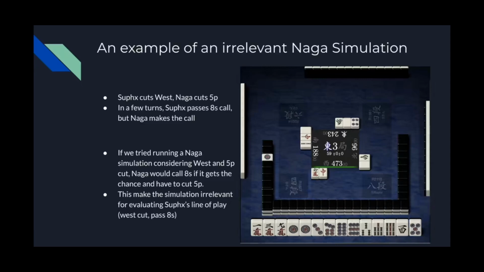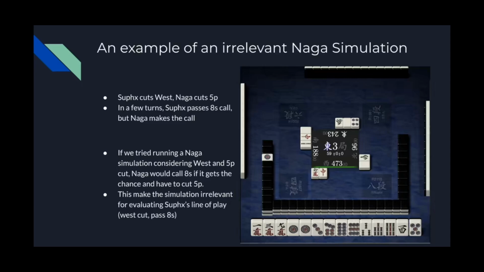I want to give an example of when the Naga sim is not good, even though it's an early discard. So in this discard, Suffix cuts west and Naga cuts 5p. So we might want to think, okay, what if we Naga sim this and we made Naga cut west versus 5p? And then maybe Naga could determine if Suffix's decision was better than its decision. But there's a problem.